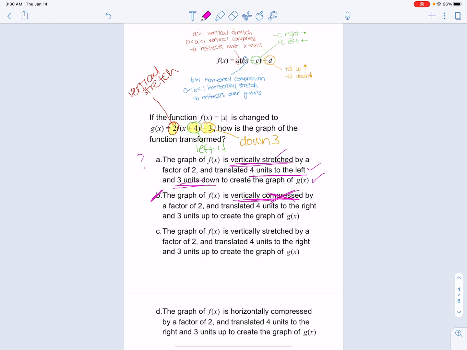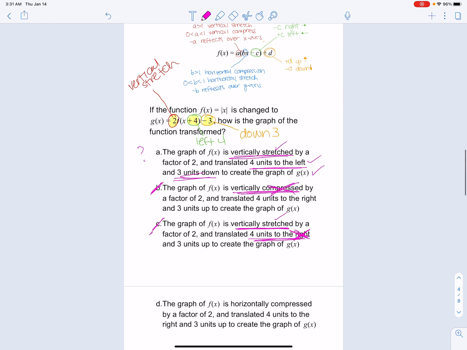The graph of f of x is vertically stretched. That's correct, by a factor of 2. And translated 4 units to the right. Right is wrong. It went left. So eliminate C. Horizontally compressed. We know both of those are wrong. So my only answer would have been A.